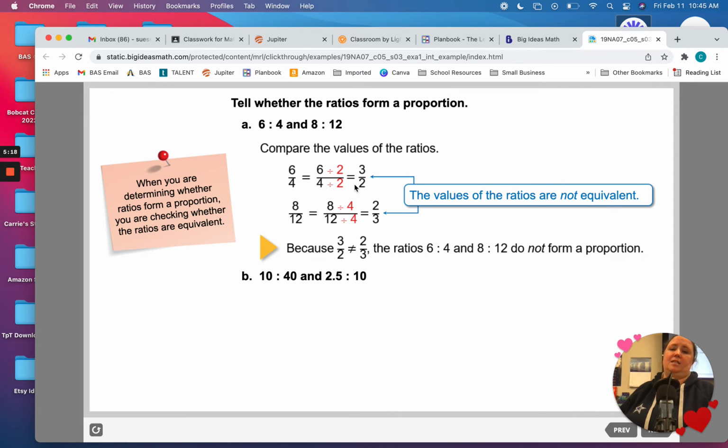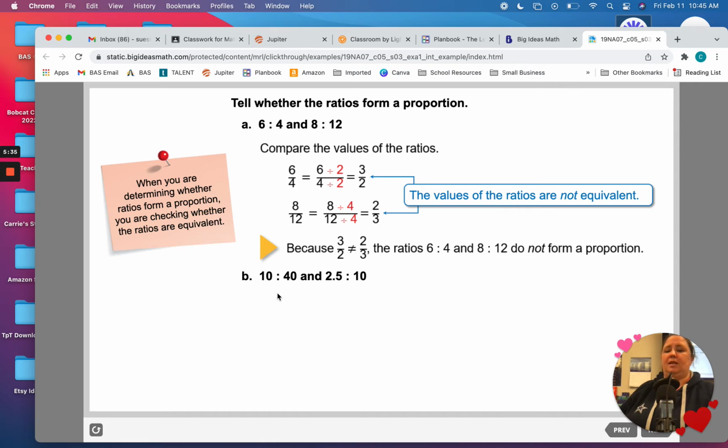So they did not simplify to be the same. You see how this has this little no equal sign in here? Yeah. That stands for not equivalent. So 3/2 is not equivalent to 2/3.